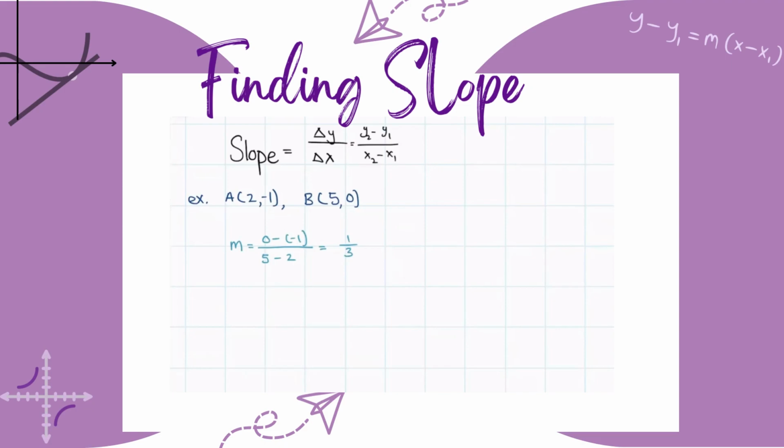Let's say we had point E, which is located at (1/2, -1/3), and point F, which is located at (-7, 2/5).